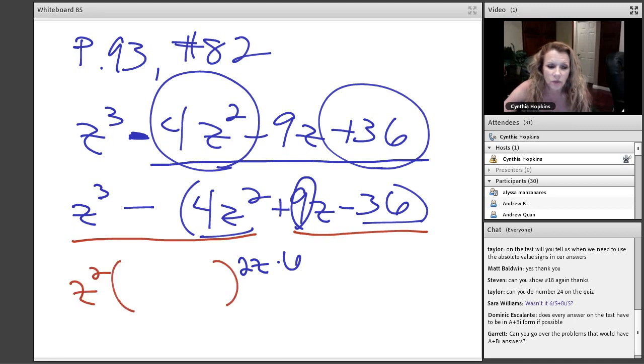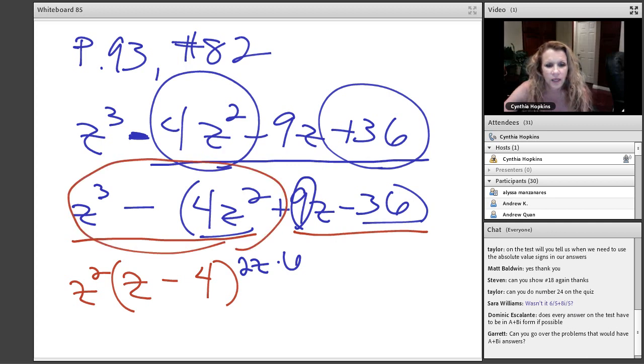Okay, first two terms, what's in common? There's a z squared. So then what are you left with? Z squared, the quantity z minus 4. Well, that's all I can do. It's not factorable. I was thinking z squared minus 4, but it's not. It's just z minus 4. Okay, that's the first two terms.